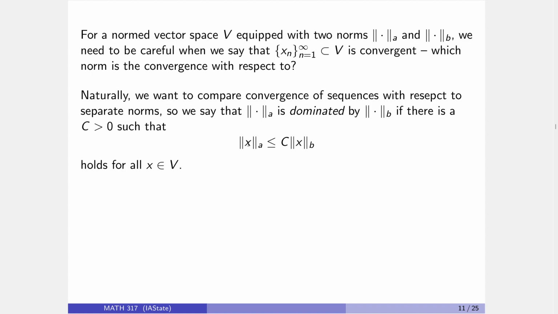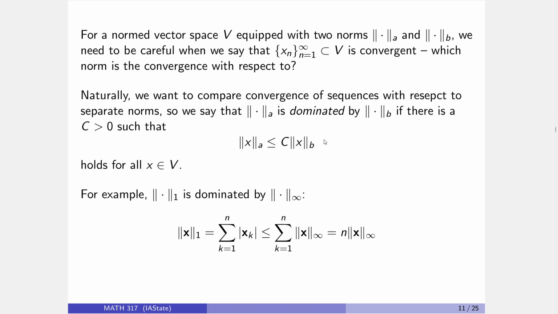So we want a way to compare convergence of sequences, and one way of doing that is with this notion. We'll say that one norm is dominated by another if that norm is always less than or equal to some positive factor of the other. So here you can kind of see, like, oh, it's being dominated. This is always less than or equal to that.